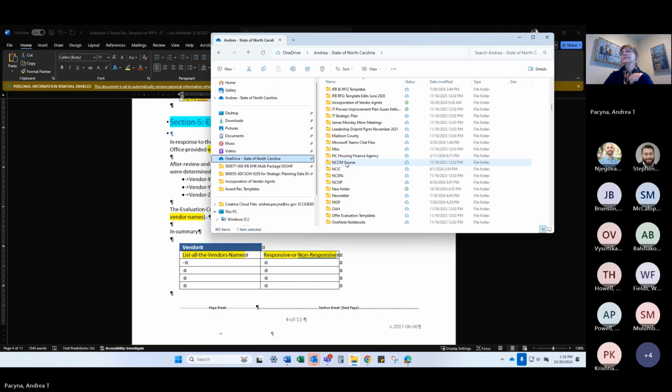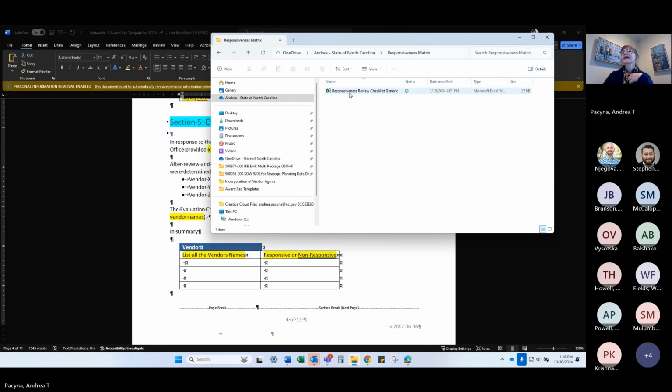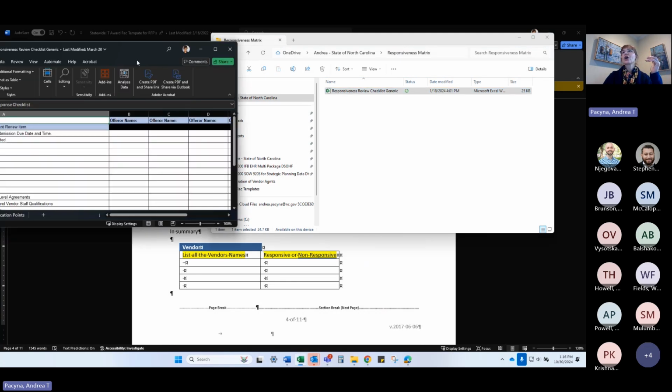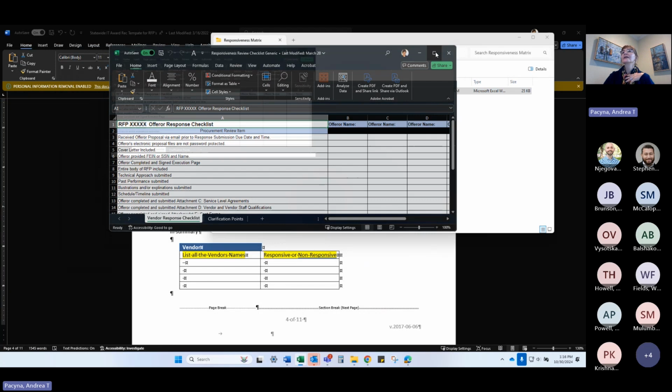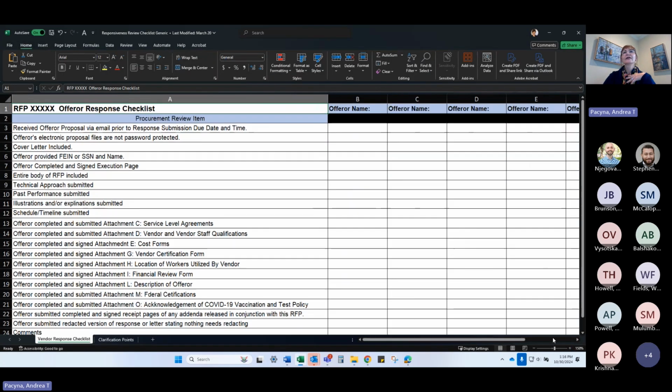Oh, here it is, the responsiveness matrix. I actually did save it separately. If you ever would like, you can give this checklist to your agencies if they're having a hard time documenting or whatever. Here's an example. I'm going to make this a little bit bigger.